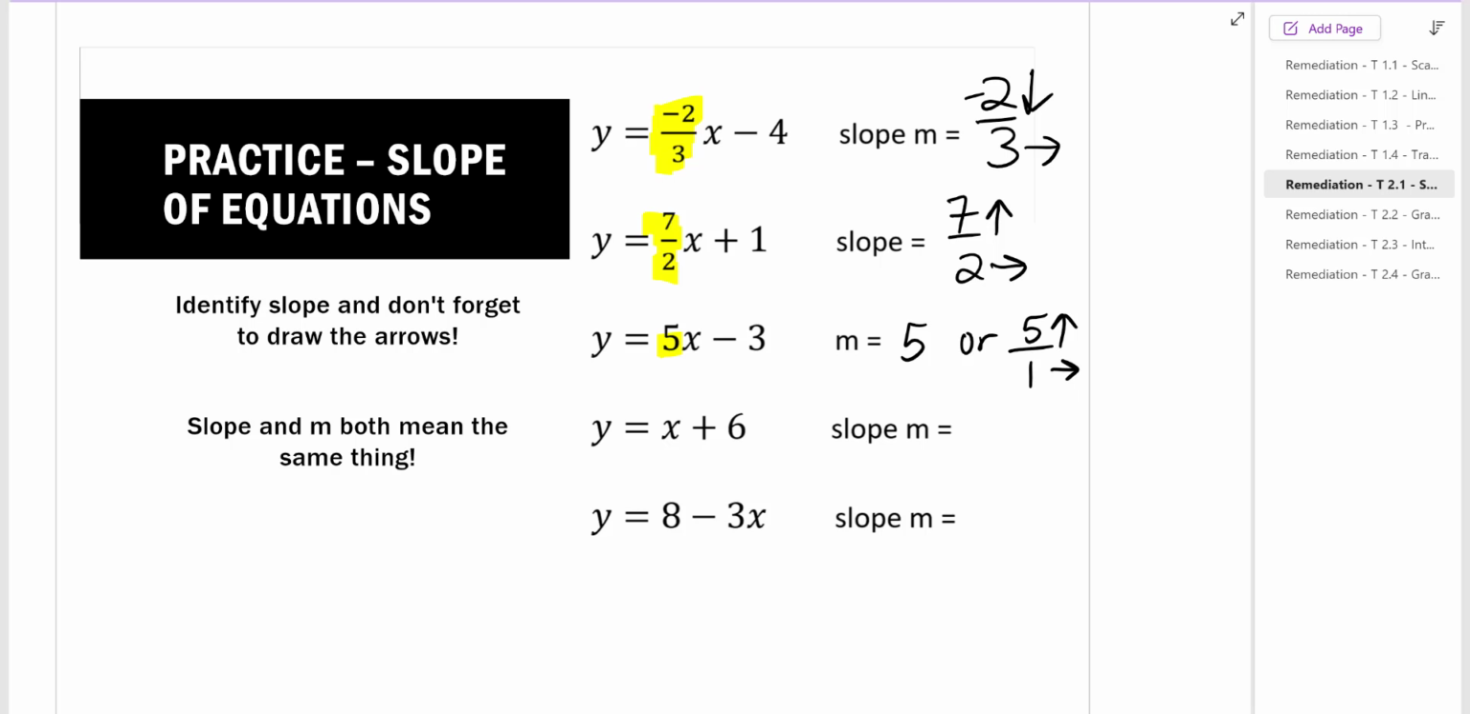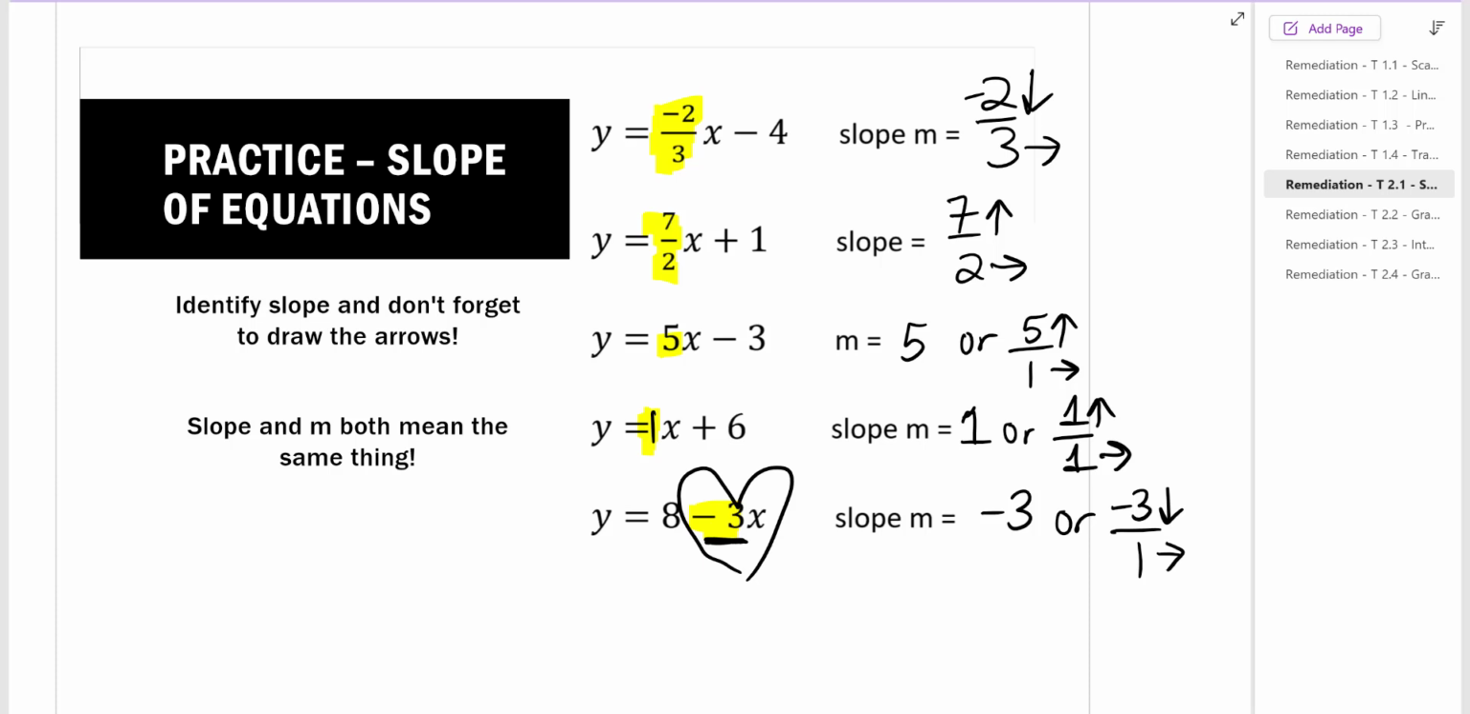The next one, it's invisible. Es invisible, es uno. So you can write 1 or 1 over 1. So up 1, right 1. The last one is a trick question because I flipped it. So the number with x is actually negative 3. Or negative 3 over 1. Down 3, right 1. So el último está un truco porque yo cambié el orden. So es el número con la x. Entonces tú sabes que es negativo 3 en este caso.